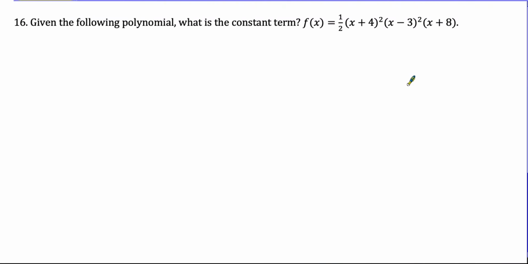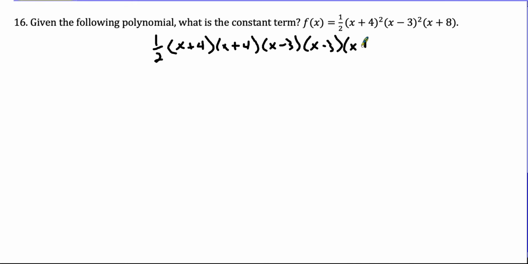On number 16, what is the constant term of this polynomial? Now, when we worked with polynomials like this that had exponents on some of the factors, one thing that I recommended was just writing out every factor. So what I mean by that is if I have x plus 4 squared, I'm going to write it out as x plus 4 times x plus 4. And then if I have x minus 3 squared, I'm going to write this out as x minus 3 times x minus 3. And then just one x plus 8.